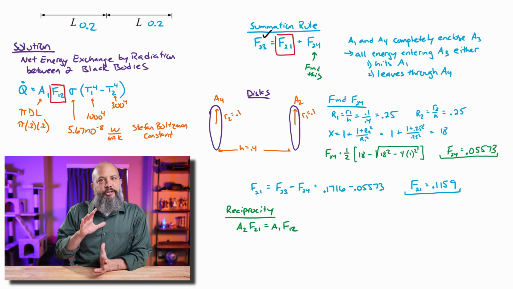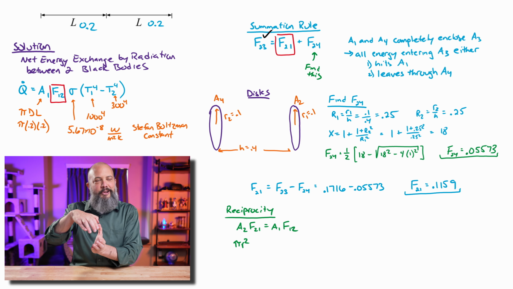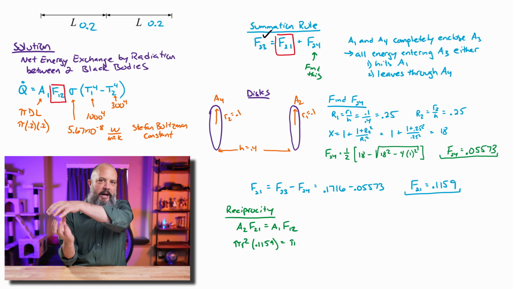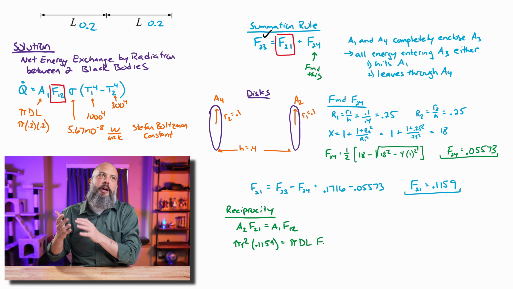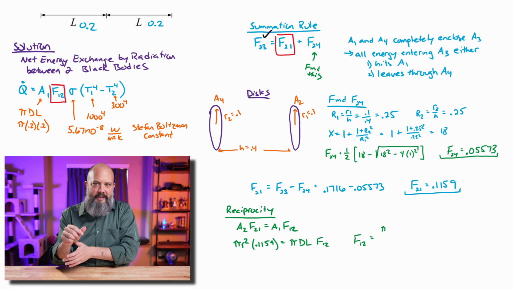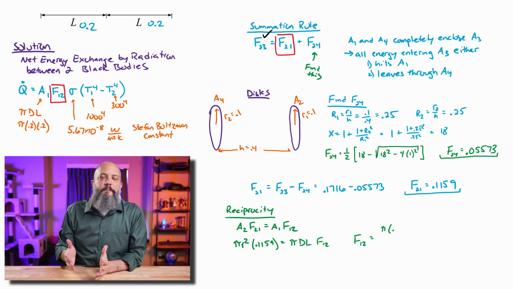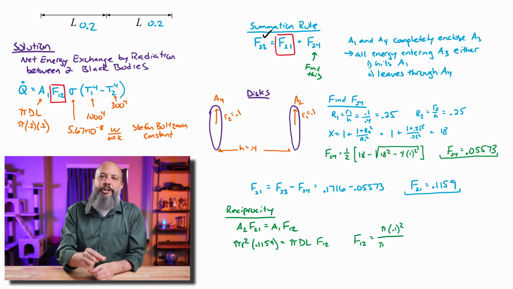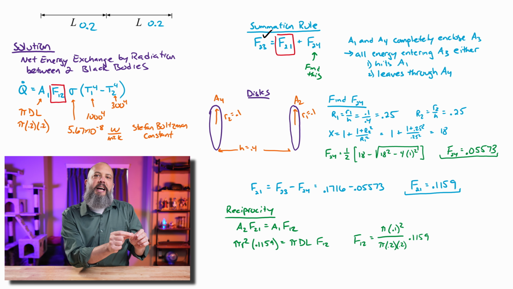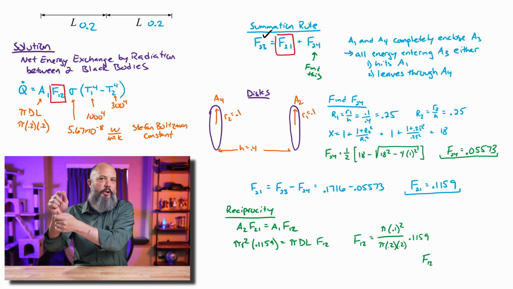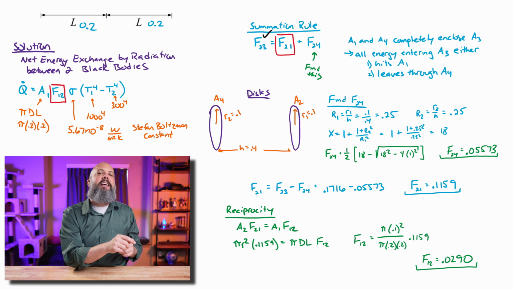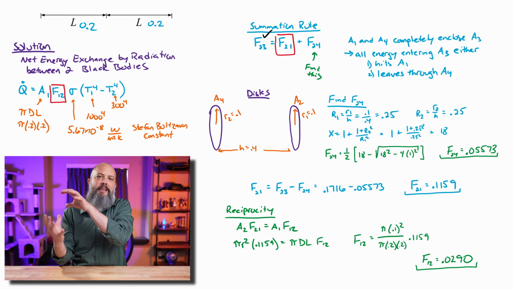So for area 2, that is the disk, its area is the circle, pi r squared. Area 1, which is the inside of the pipe, is the surface area of a cylinder, circumference times length, so pi times diameter times length. So this ends up getting divided by 4 when it reverses, so F12 is 0.029. So if the disk emits energy, 11.59% of it will hit the pipe, but when the pipe emits energy, only 2.9% hits the disk. And this is because the pipe has a lot more surface area.